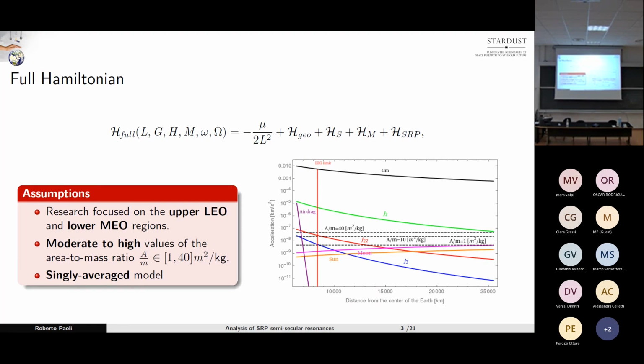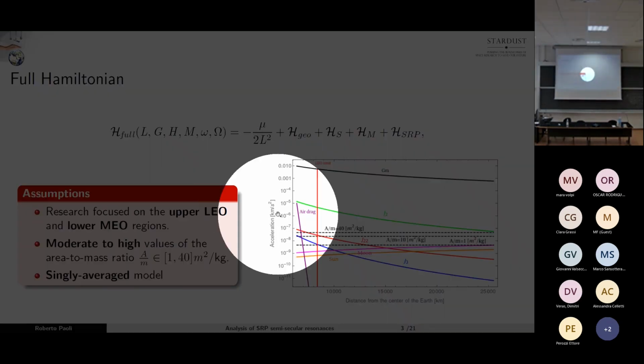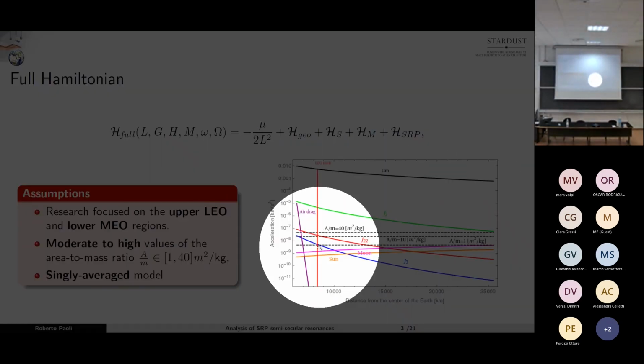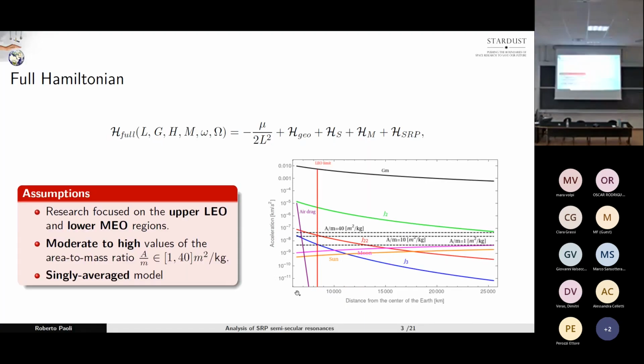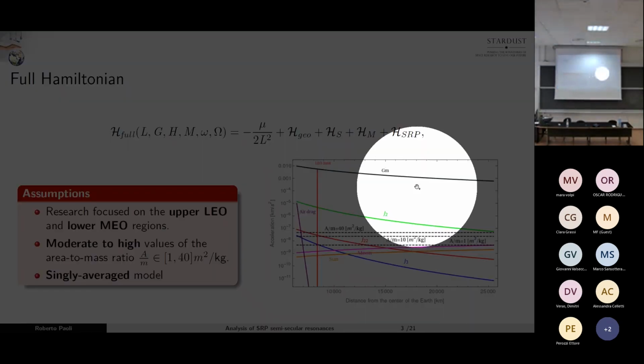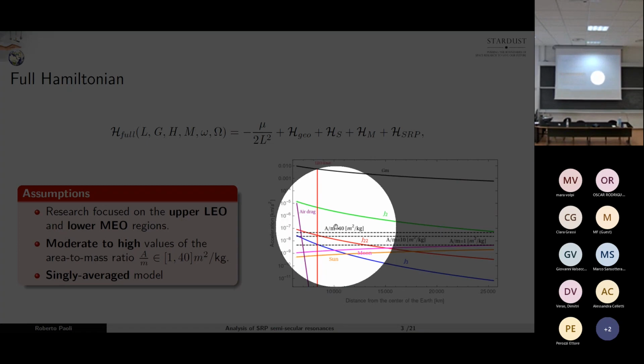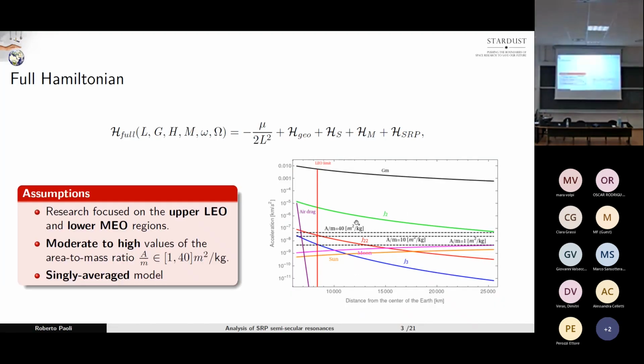For example, we're going to restrict our research to the upper LEO and lower MEO regions surrounding the Earth, considering only moderate to high values of the area to mass ratio, let's say between 1 and 40 meters squared over kilogram. Using this, we can see from this picture on the right that the solar radiation pressure effect is dominant even with respect to the solar perturbation. So we have that J2 is the main perturbation to the Kepler problem, and we can consider as the secondary perturbation the one due to solar radiation pressure.